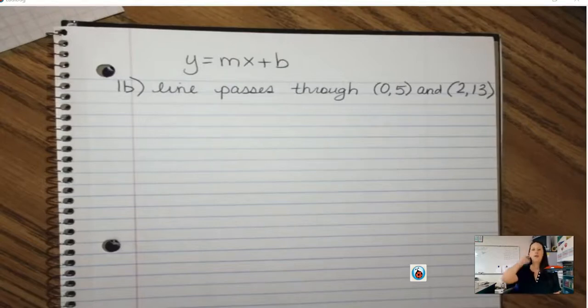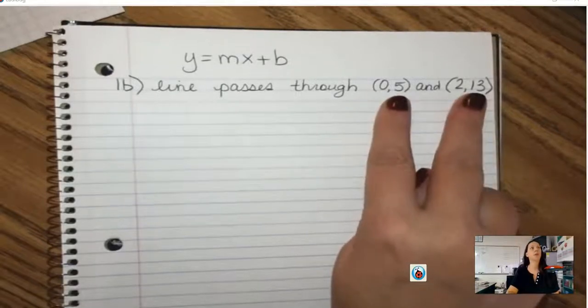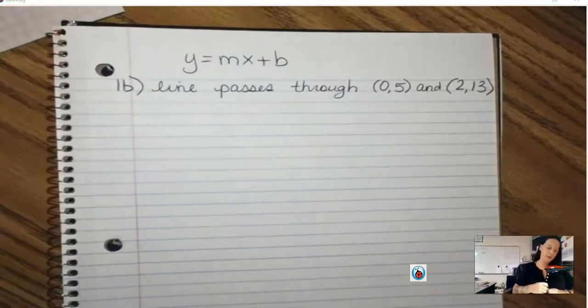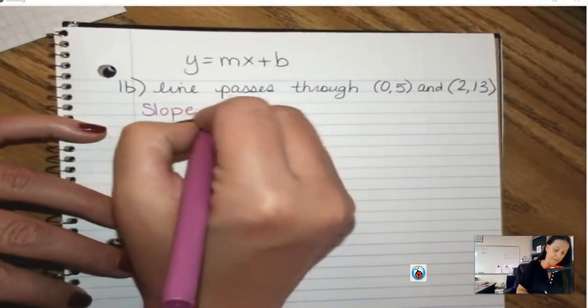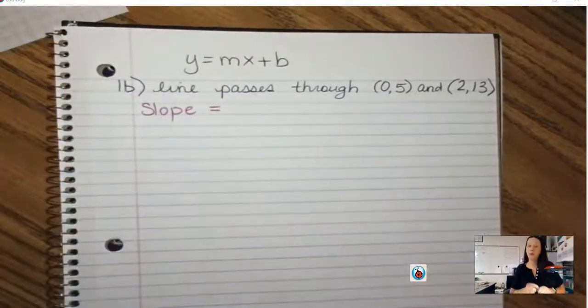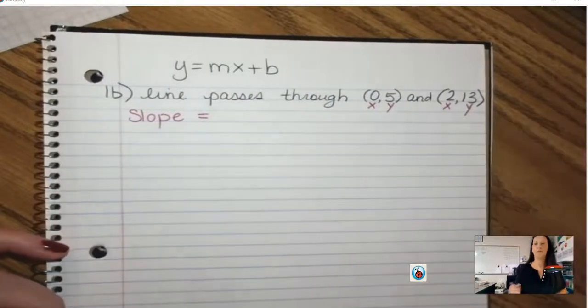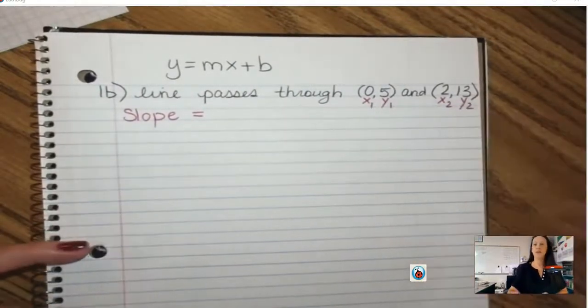So right now I have 2 points. I don't know the slope, but I have 2 points. Well, we know if we have 2 points, we can just calculate the slope. So let's go ahead and figure out the slope from the 2 points. To find slope, remember we list x, y, put sub 1s on the first point and sub 2s on the second point.